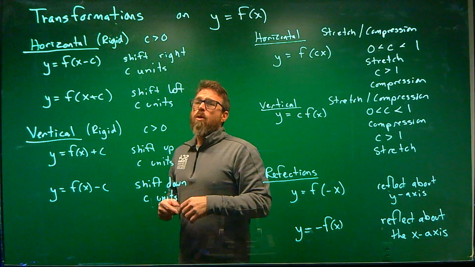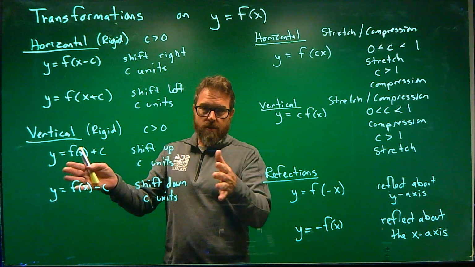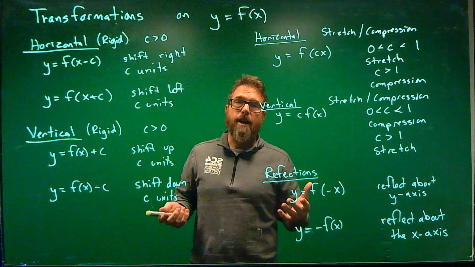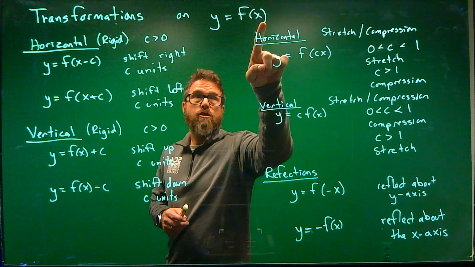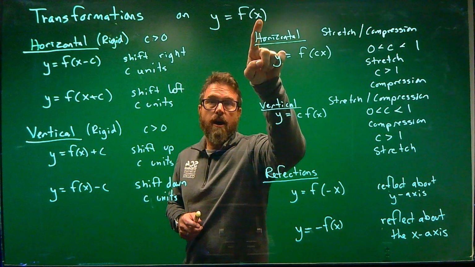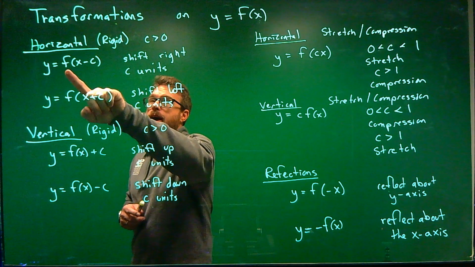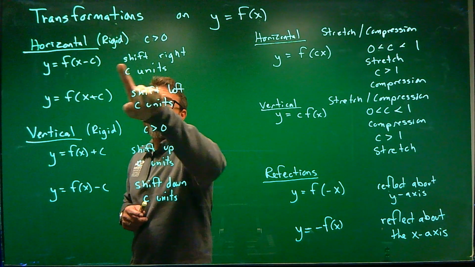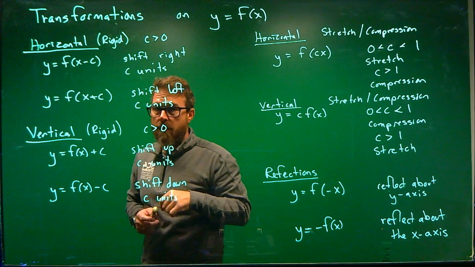So horizontal transformations, you're going to manipulate the x values. The x is your horizontal axis. And then for the vertical axis, you're going to manipulate your y values. The way you manipulate the x values is you have to go after the variable inside of what's considered the function. So if I have f of x minus c, this is a shift right c units. If I have f of x plus c, this is a shift left c units.